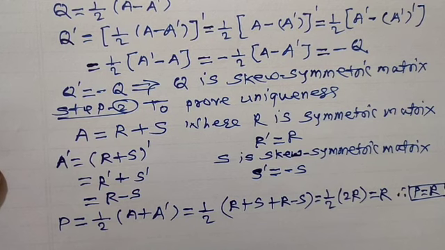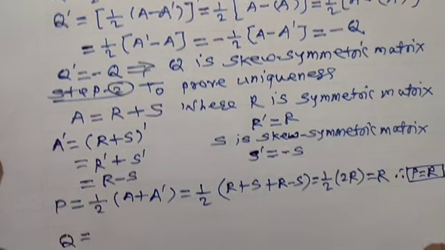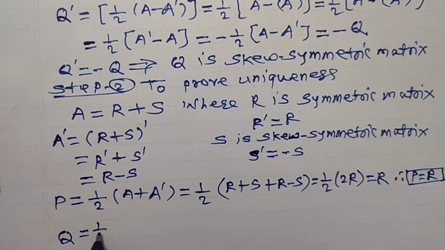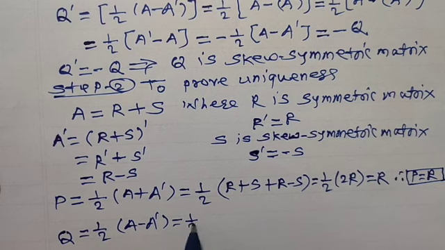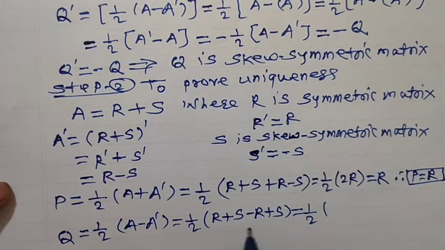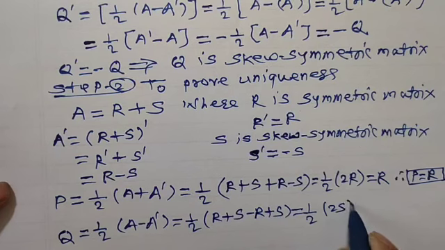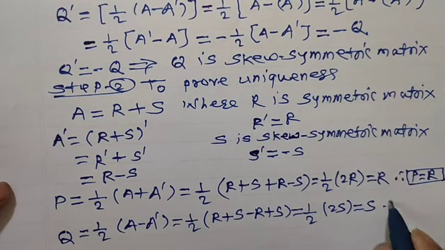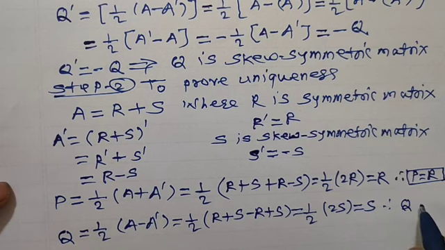And then we take Q as half of A minus A dash. That is half of A minus A dash in terms of R and S, where A is R plus S, minus A dash is R minus S, that becomes minus R plus S, which is equal to 1 upon 2. Here plus R minus R gets cancelled, remaining S plus S, that is 2S. 2 gets cancelled, remaining S. Hence we have proved Q is equal to S.